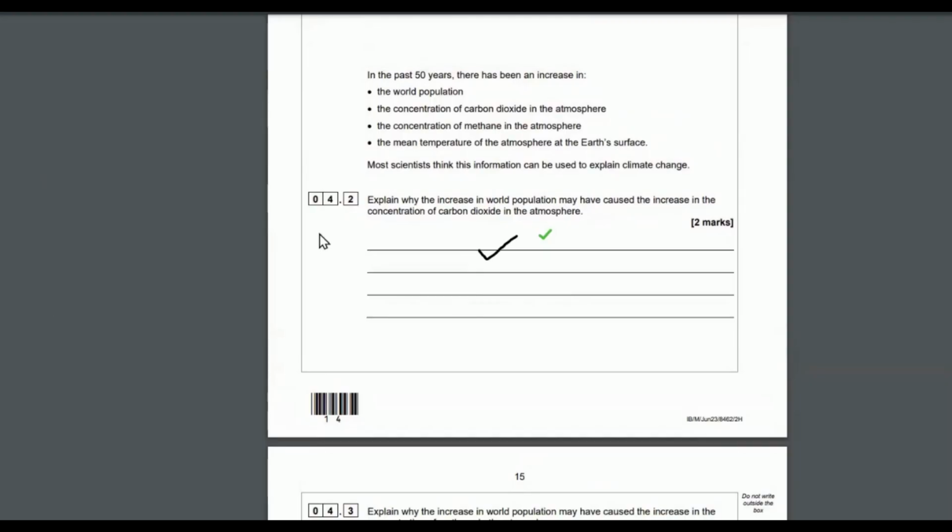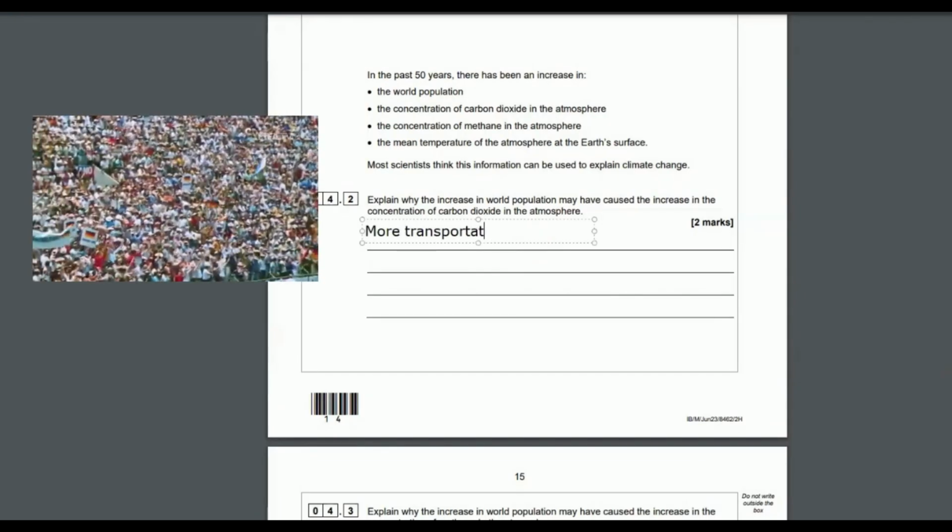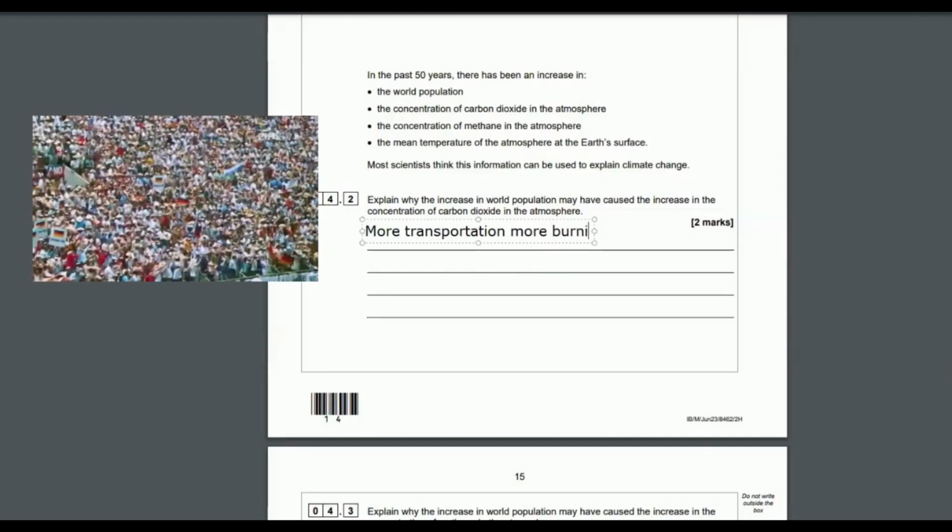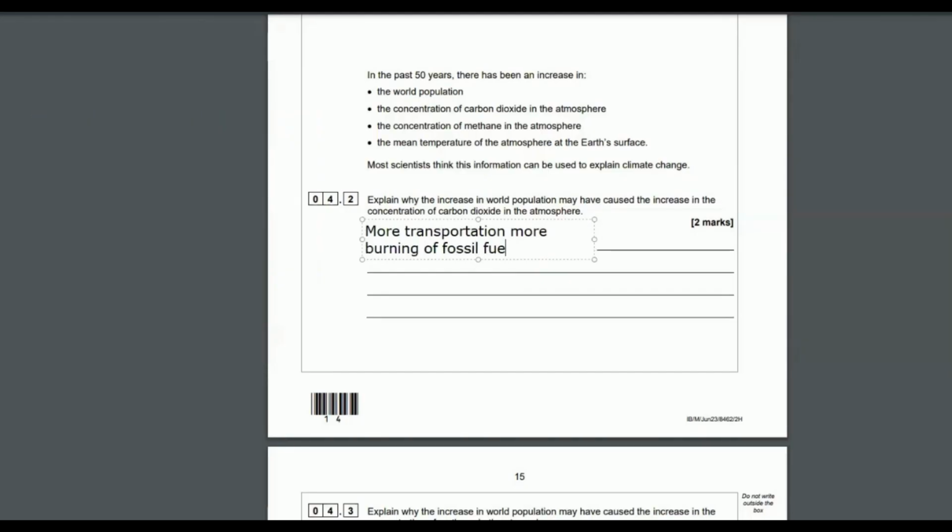Right, the next part says, in the past 50 years, there's been an increase in the world population, the concentration of CO2 in the atmosphere, the concentration of methane in the atmosphere, and the mean temperature of the Earth's surface has increased. Most scientists think this is because of climate change. Explain why the increase in the world population may have caused the increase in concentration of carbon dioxide in the atmosphere. So why, because there's more people, will we get more CO2 in the atmosphere?